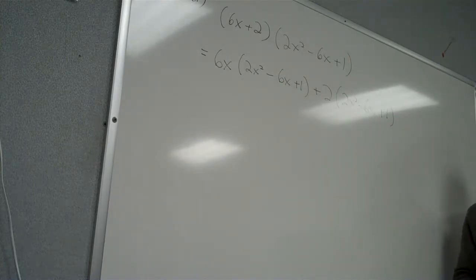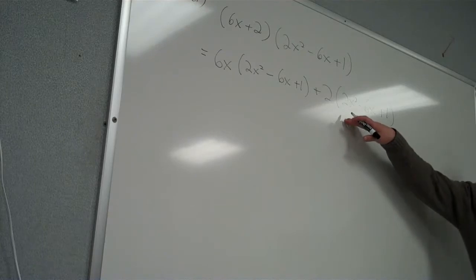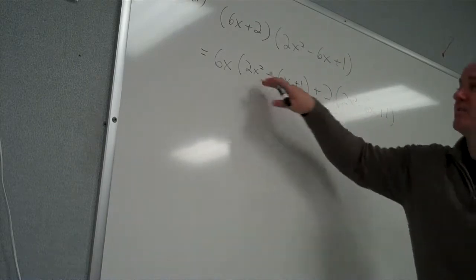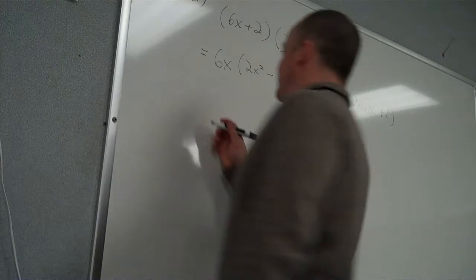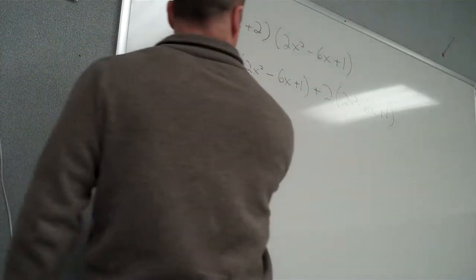Okay? Yes, sir? Question. If I did it a little bit differently, I did 6x multiplied by the polynomial, and then I did 2 multiplied by that polynomial. Isn't that what I have up here? 6x times the polynomial plus 2 times the polynomial. Okay. Well, let me go on to my next step and see if it lines up. Let's see if we got the same answers.